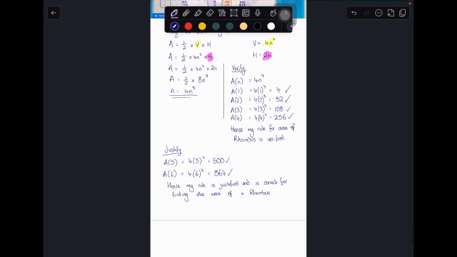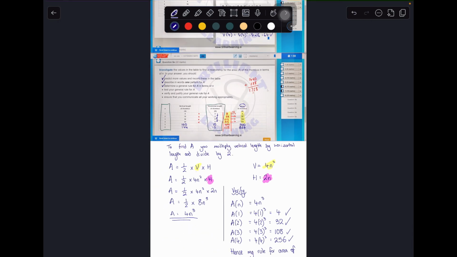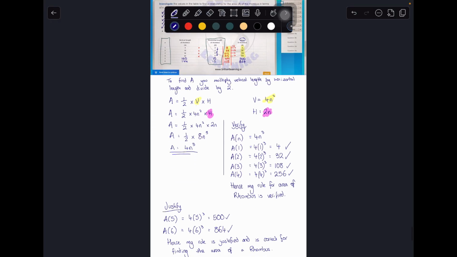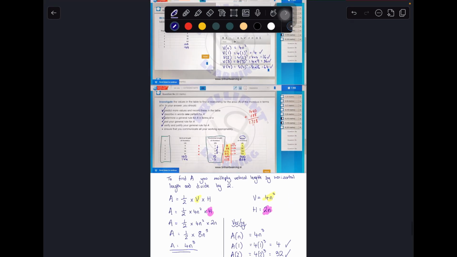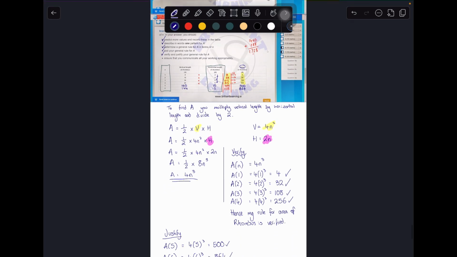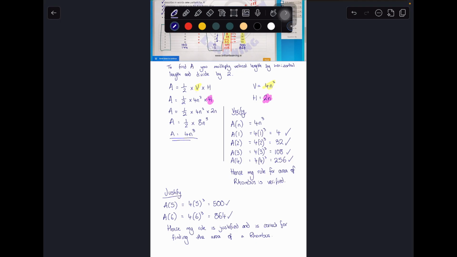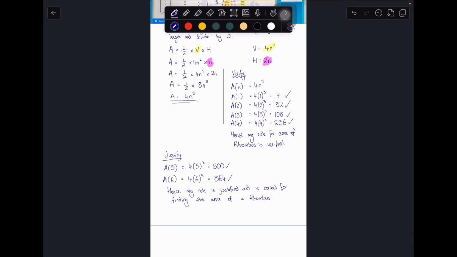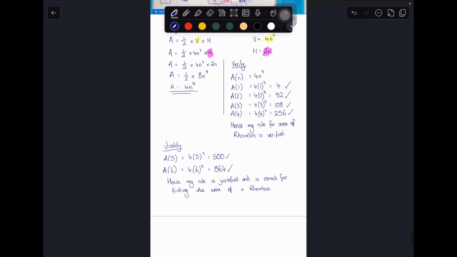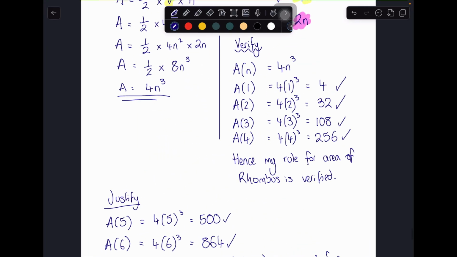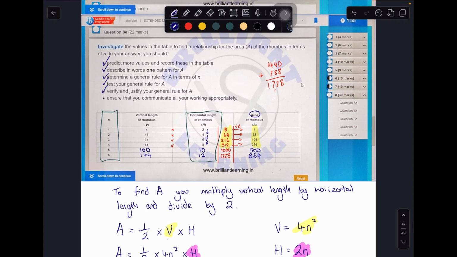Okay, and then we've done that, ensure that you communicate all your working appropriately. So really you just need to make sure that you show everything that I've shown. It's complex to set it out in a very logical, structured way, but ultimately you can always tidy this up at the end once it's done. But yeah, I hope that helps. Do come see me if you need anything else.